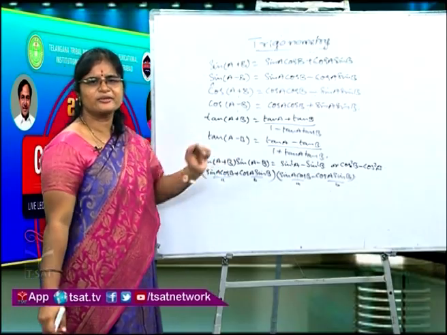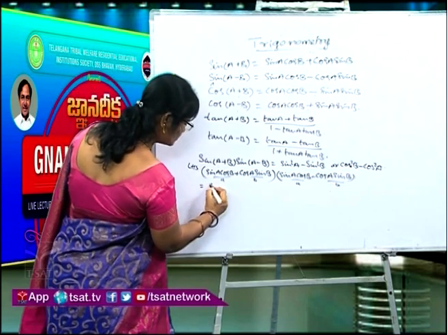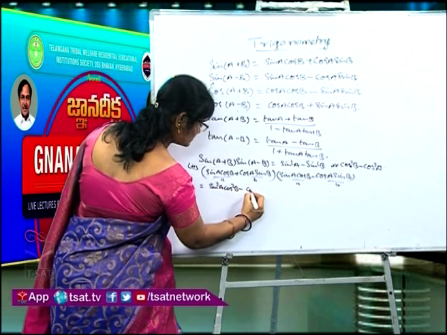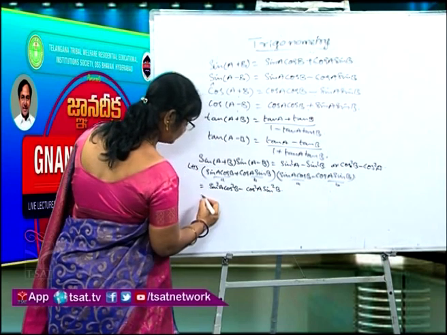What is the formula for (a plus b) into (a minus b)? We know that it is a square minus b square, which is equal to sin square a cos square b minus cos square a sin square b.